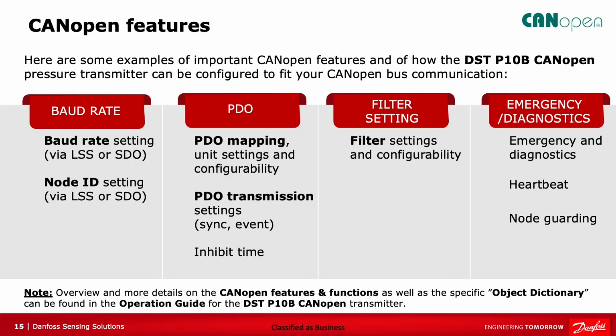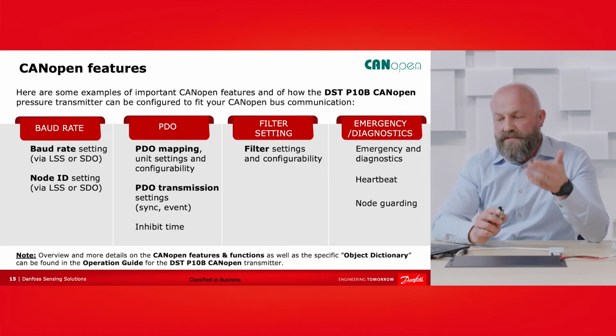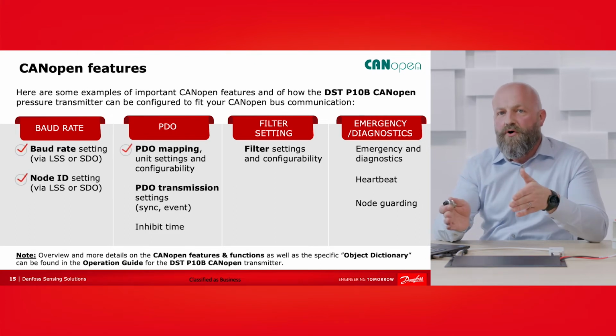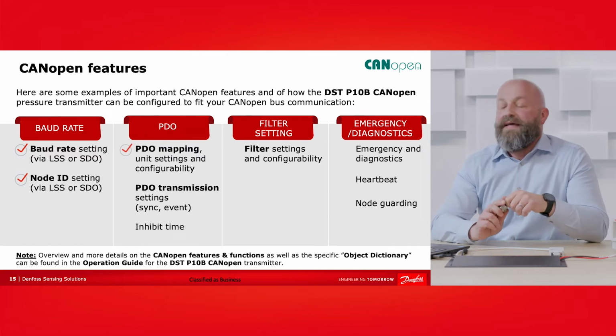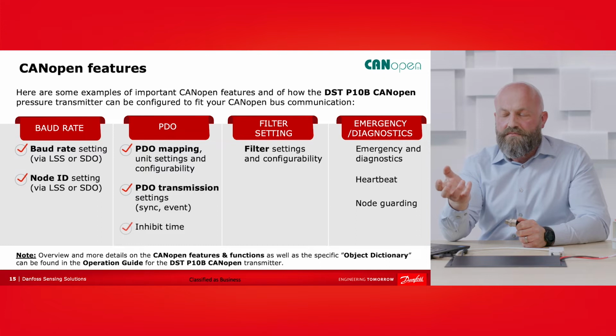Now let's take a closer look at some of the features we have decided to embed in the sensor. Features that are important for you if you want to have communication with the sensor and to configure it for your application. So I will touch base on several topics here. I will show you how to set the baud rate, how to set the node ID. I will give you a little introduction to the PDO mapping and your choices on that side. And I will give you an overview of how the PDO transmission can be set up as well.